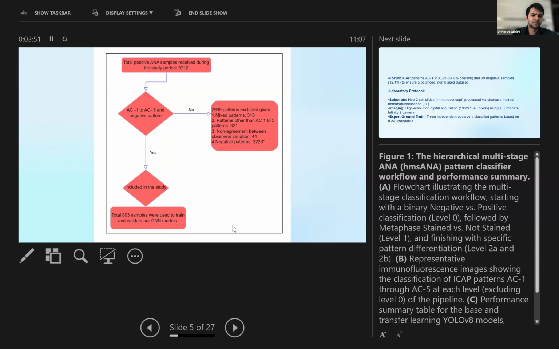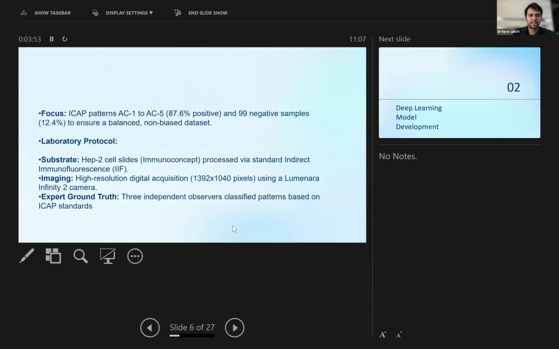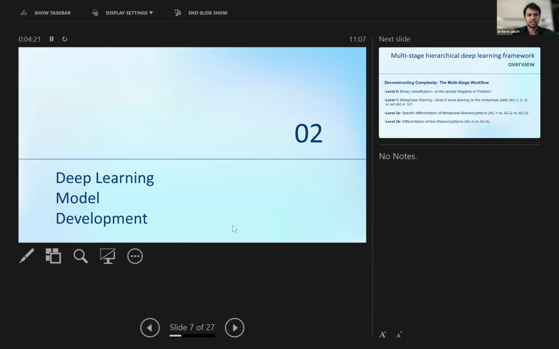So total we had used 803 samples to train our CNN models. So 87% of the samples were positive and 99 were negative samples to ensure a balanced non-biased data set. Otherwise, if we had more of negative samples, the AI would have seen more of negative and would have reported more negative. So standard procedure was followed using HEP2 cells, and we had acquired the images using Luminera Infinity 2 camera, and three independent observers had classified patterns based on ICAP standards.